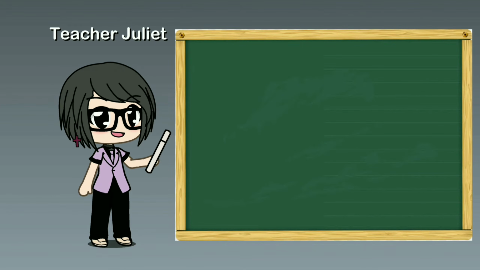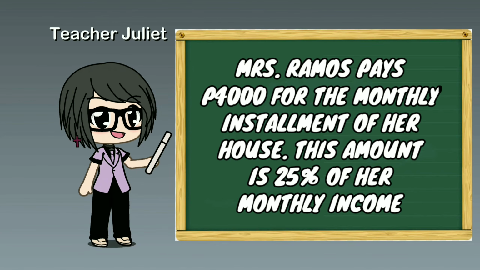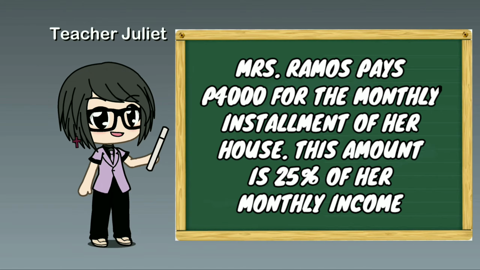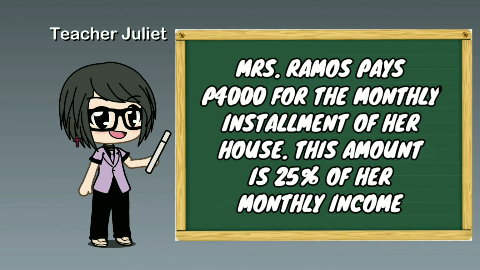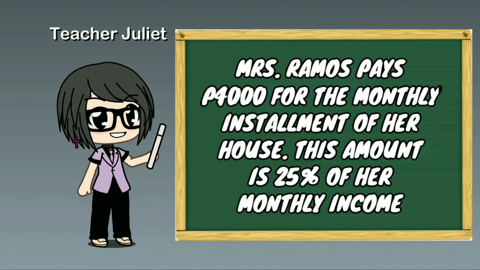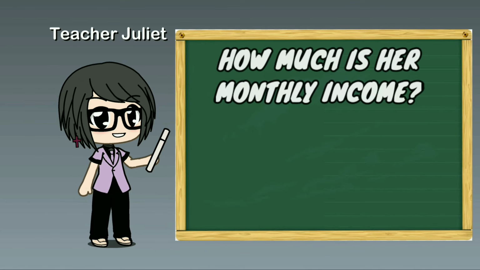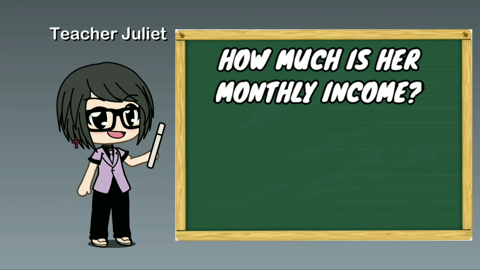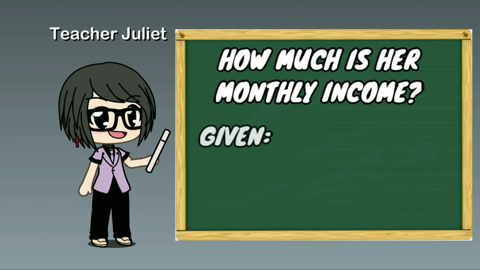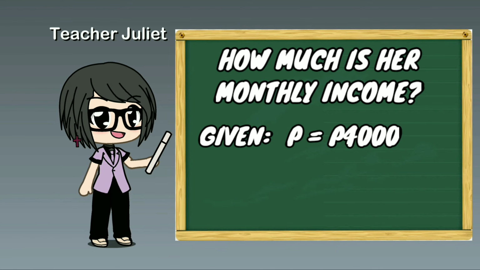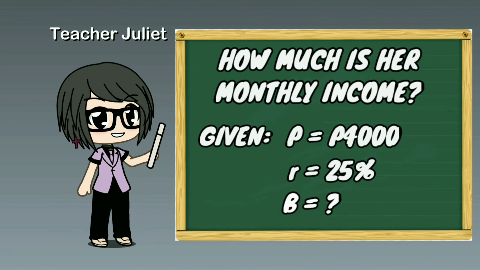Let us proceed to number 2. Mrs. Ramos pays 4,000 pesos for the monthly installment of her house. This amount is 25% of her monthly income. How much is her monthly income? The solution: identify the given and unknown data. The given is percentage is equal to 4,000, rate is equal to 25%, and the unknown is base.